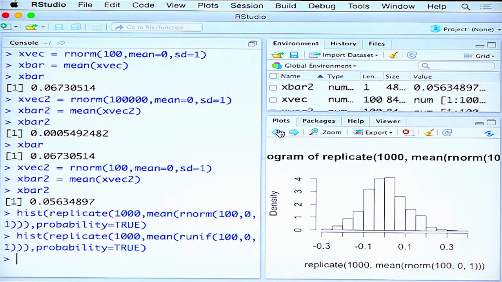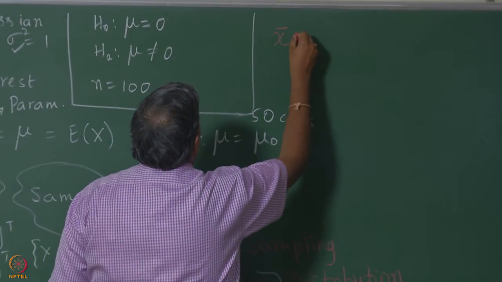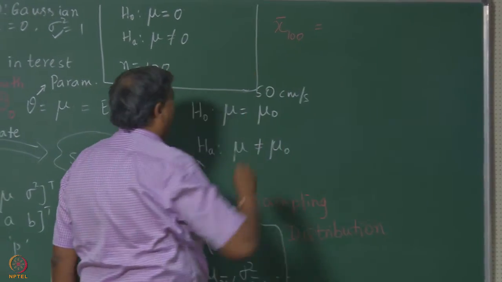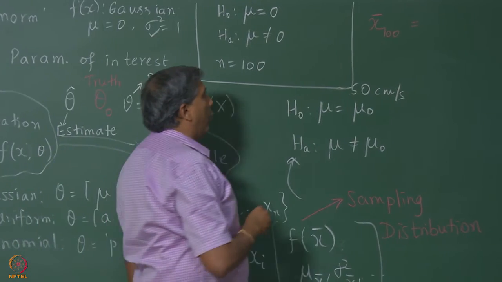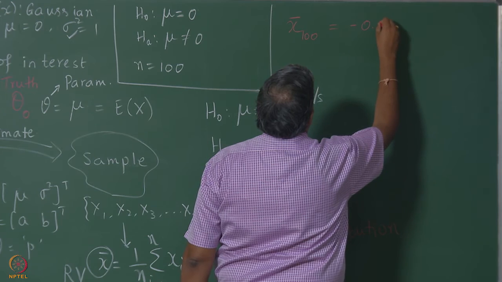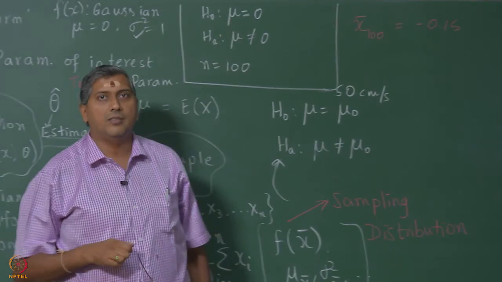Now, I have to test this hypothesis. What am I going to do? I am going to do the same thing, but not replicate here. In practice I will have only one data record, so I will obtain only one x bar. Now, suppose from one data record I obtain x bar. So, x bar is collected from 100 observations. I will indicate this at the bottom here. It turns out that it is minus 0.15. Okay, this is what I get from 100 observations.